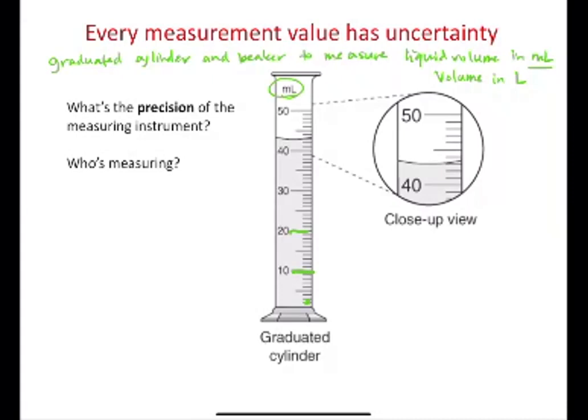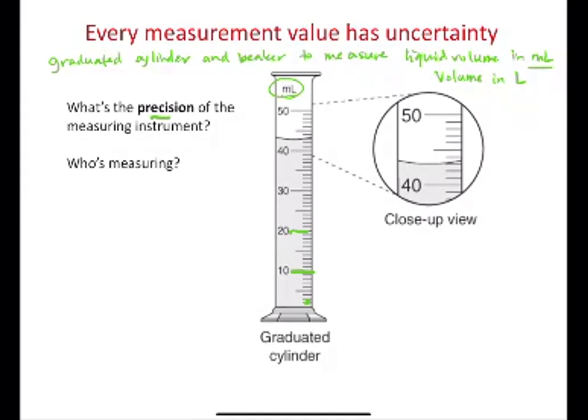But the precision has to do with the uncertainty. Every measurement value has a degree of uncertainty. It's due mostly to the precision of the measuring instrument. That's what can be read between the marks, that uncertainty. It's also in part due to the skill of the person measuring. Do they know what they're doing?